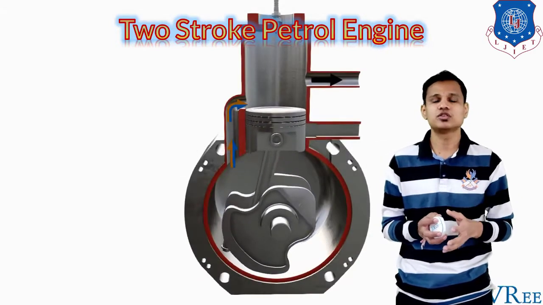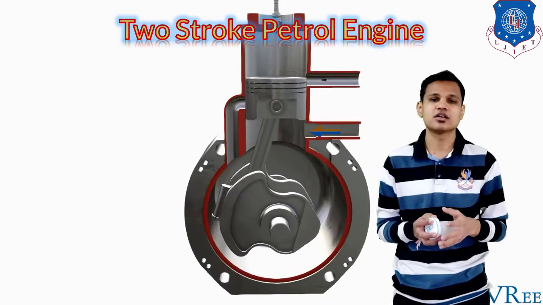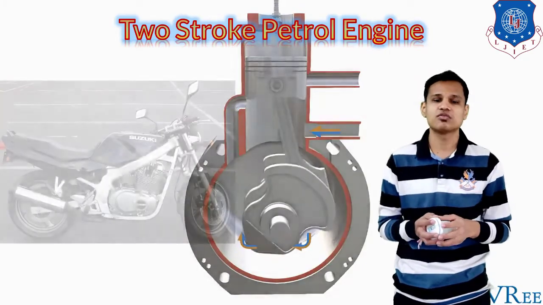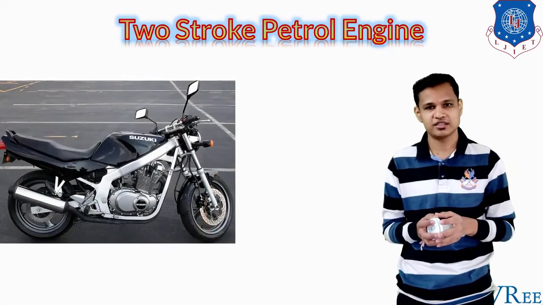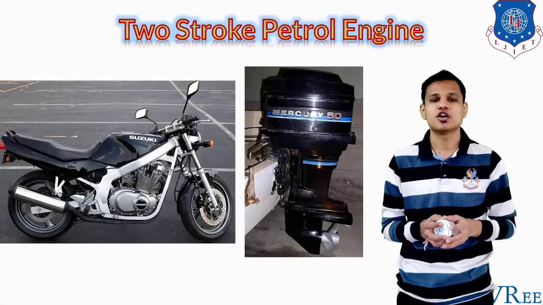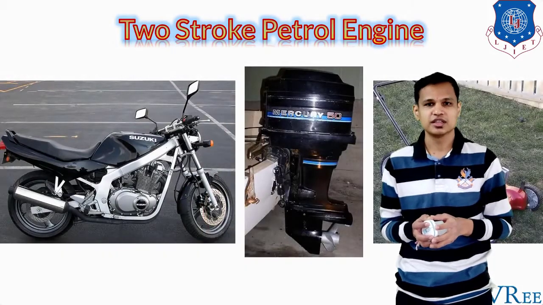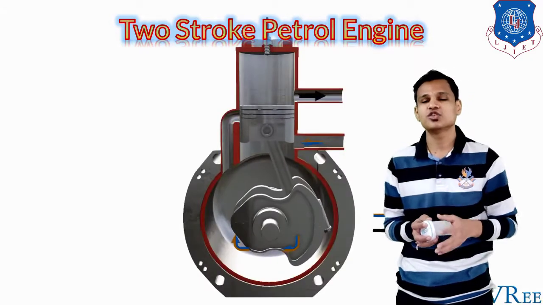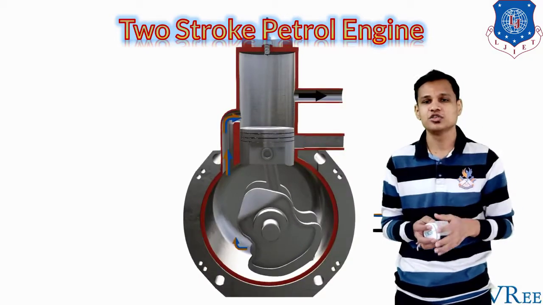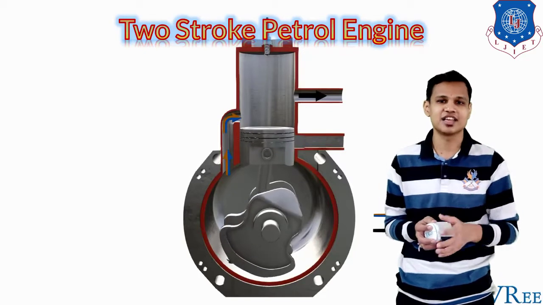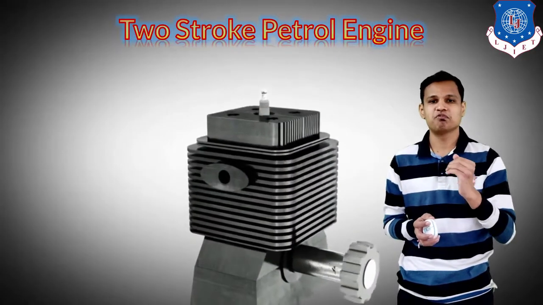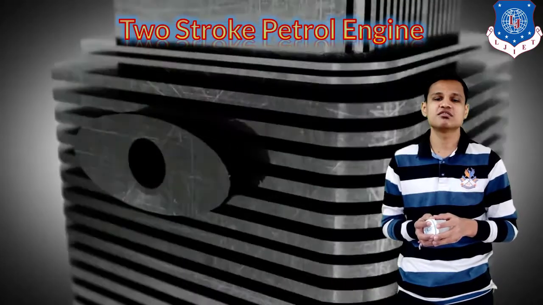So mainly the two-stroke engines or two-stroke petrol engines are generally used, or were used, in two-wheelers. You can see now the examples of the applications that we use. Generally lawn mowers or lawn cutters use the two-stroke engine. Go-karts use the two-stroke engines nowadays as well. Let's see the working of the two-stroke petrol engine once again.